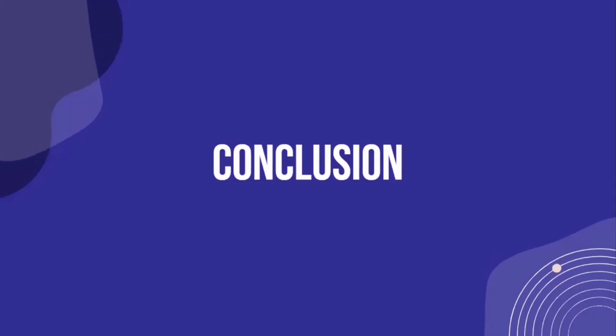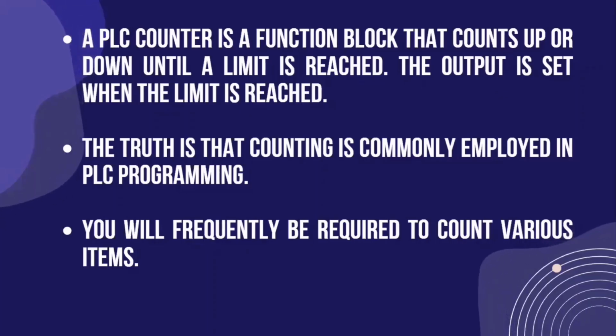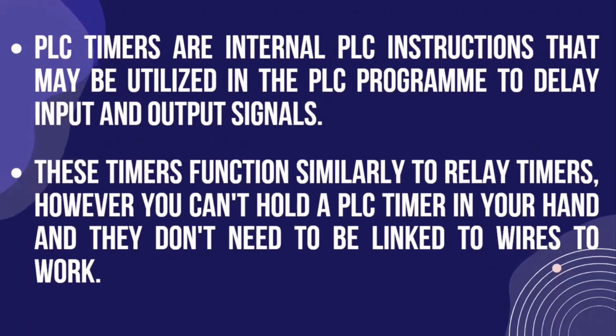Next is the conclusion. A PLC counter is a function block that counts up or down until a limit is reached. The output is set when the limit is reached. Counting is commonly employed in PLC programming, and you will frequently be required to count various items. PLC timers are instructions that may be utilized in the PLC program to delay input and output signals. This timer functions similarly to a relay timer.